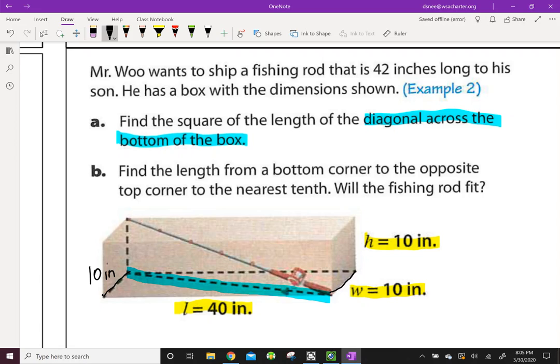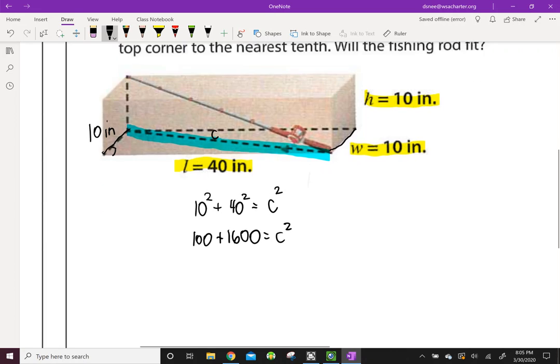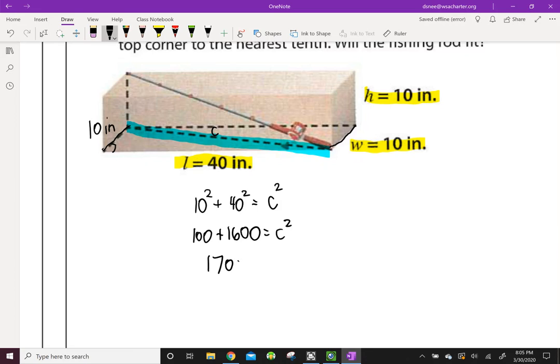And so now I have this right triangle down on the bottom of the box. And this side is my hypotenuse. The blue labeled side is equal to C, right? So I'm going to do 10 squared plus 40 squared equals C squared. And so 100 plus 400, oh no, that's not 400, that's 1,600, is equal to C squared. And so 1,700 is equal to C squared.